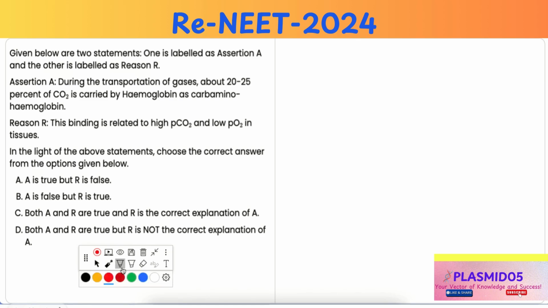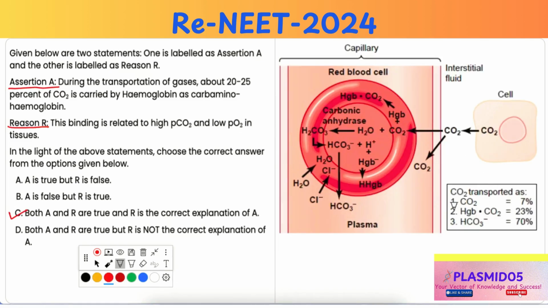In this question, two statements are given. One is assertion and the other is reason. And based on these two statements, you have to choose the correct answer. The correct answer is option C, as nearly 20 to 25% of carbon dioxide is transported by RBCs, whereas 70% of it is carried as bicarbonate. About 7% of CO2 is carried in a dissolved state through plasma.